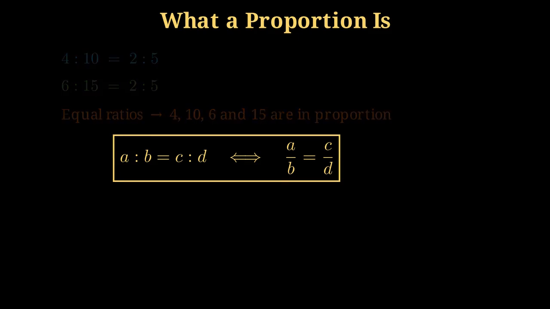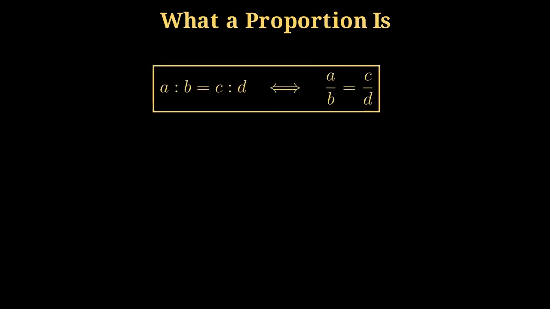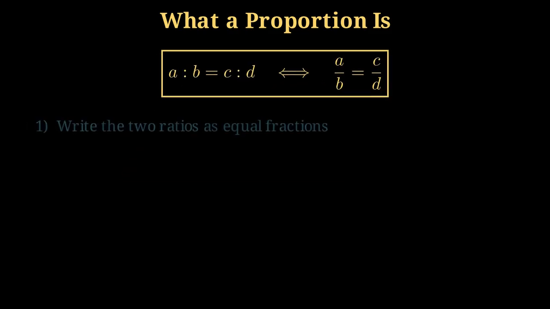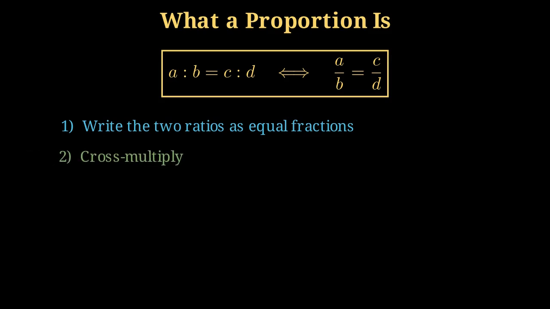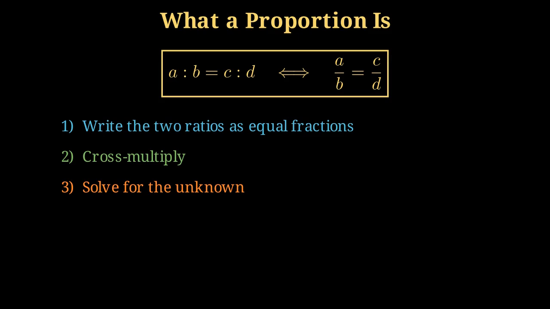So here is the ratio method we will use for every single question today. Step 1, write the 2 ratios as equal fractions. Step 2, cross-multiply, top of one fraction times bottom of the other. Step 3, solve for the unknown. 3 steps every time. One more idea from the book.